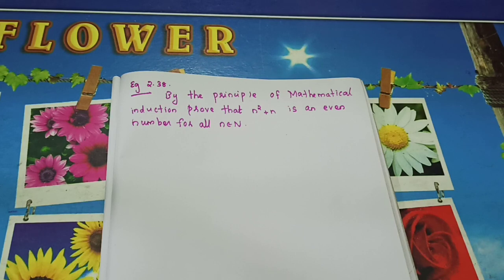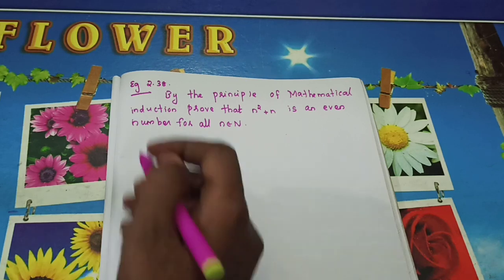So what are the even numbers? All of you know what's the even number, what's the odd number? Yes. In your class you learned, is it right? What is even number? What's the prime number? What's the odd number? So same thing. We need to prove n square plus n is an even number for all n belongs to N.